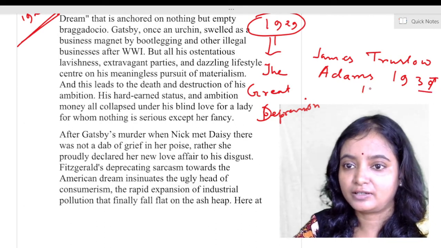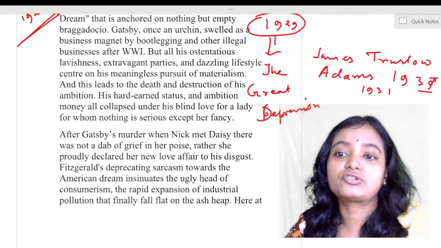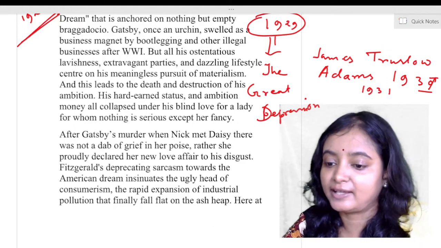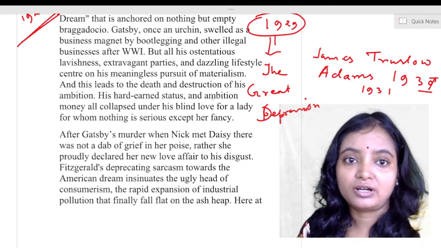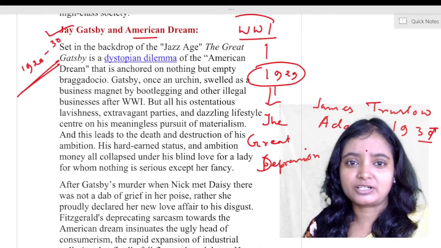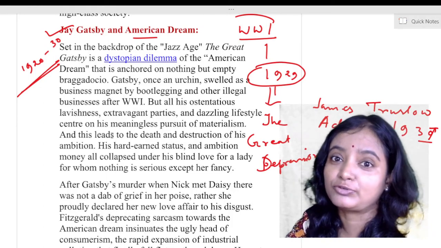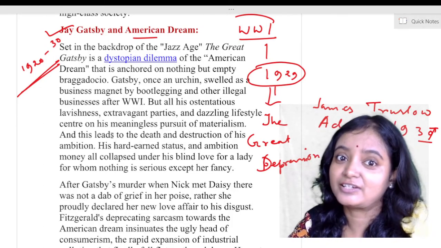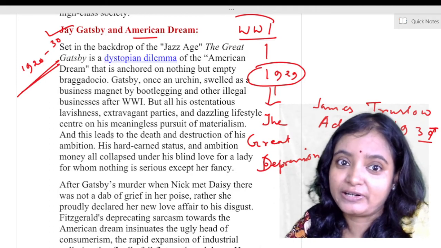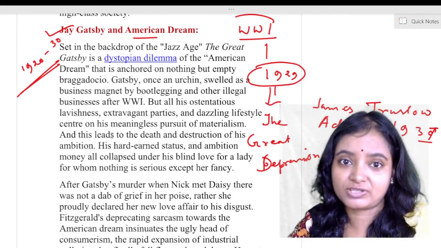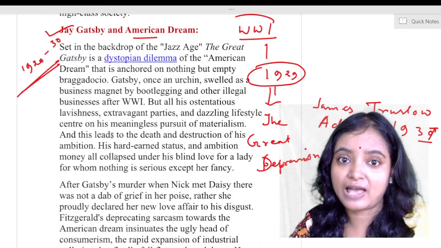It will be 1931. James Truslow Adams first used the term in 1931. It is called the American dream. And what is this American dream? This American dream is about a kind of, you can say, utopian lifestyle. The dream of prosperity, equality, a privileged society. That dream is called the American dream.